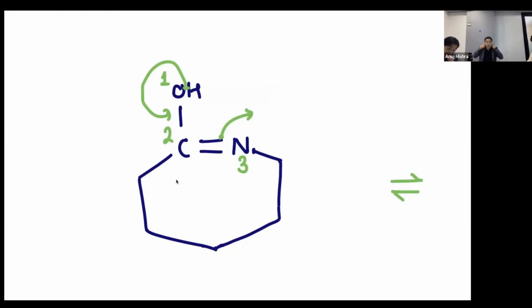So if it's given there, please draw. How will it look? After the movement, what will be the next thing formed?